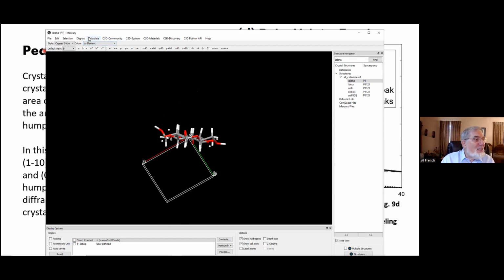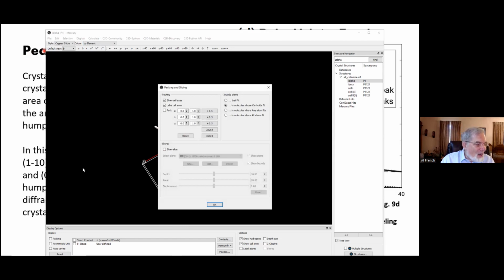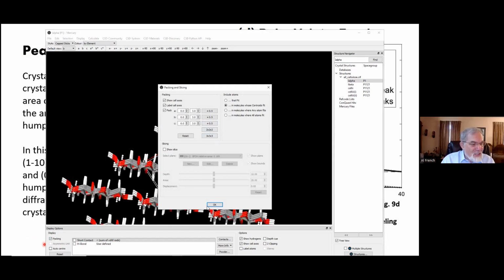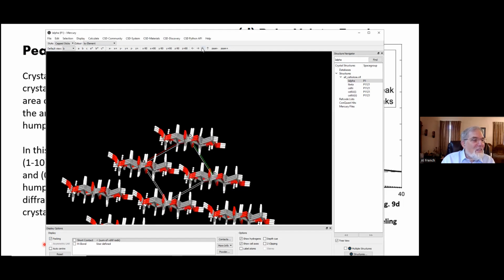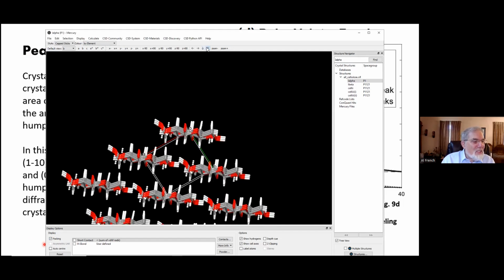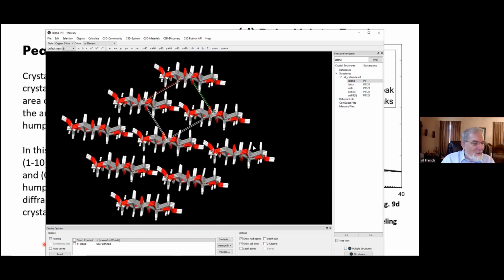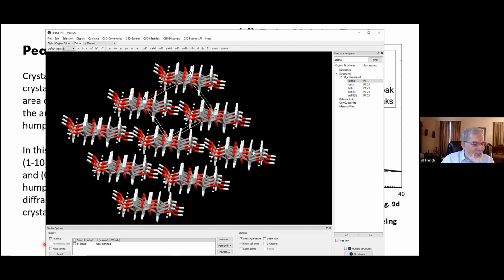We can select the packing and slicing model, and in order to show it, you have to turn packing on here over on this point here. And I'll just take a real easy example here, 3 by 3 by 3 repeats in the different directions. And then we'll move it up on the screen a little bit so you can see it better. So here's a model crystal of cellulose.